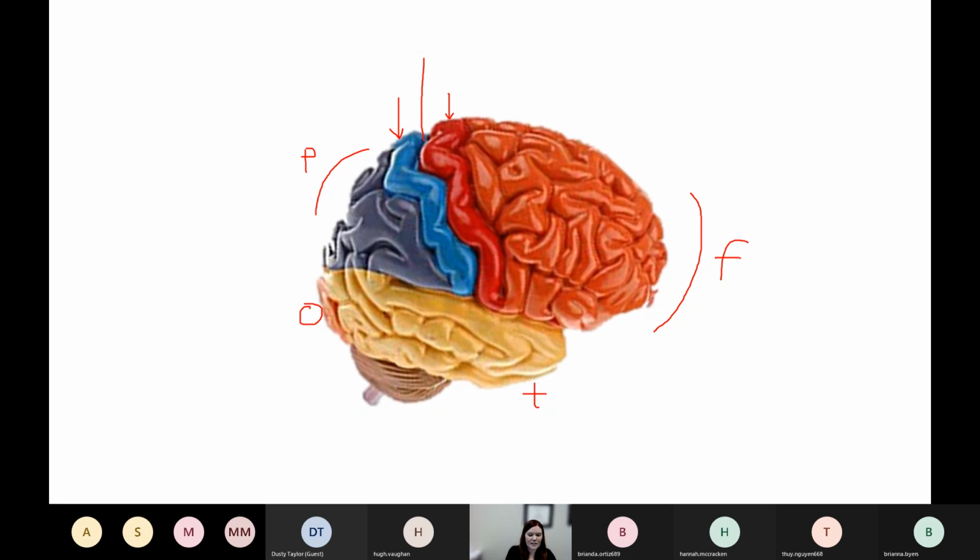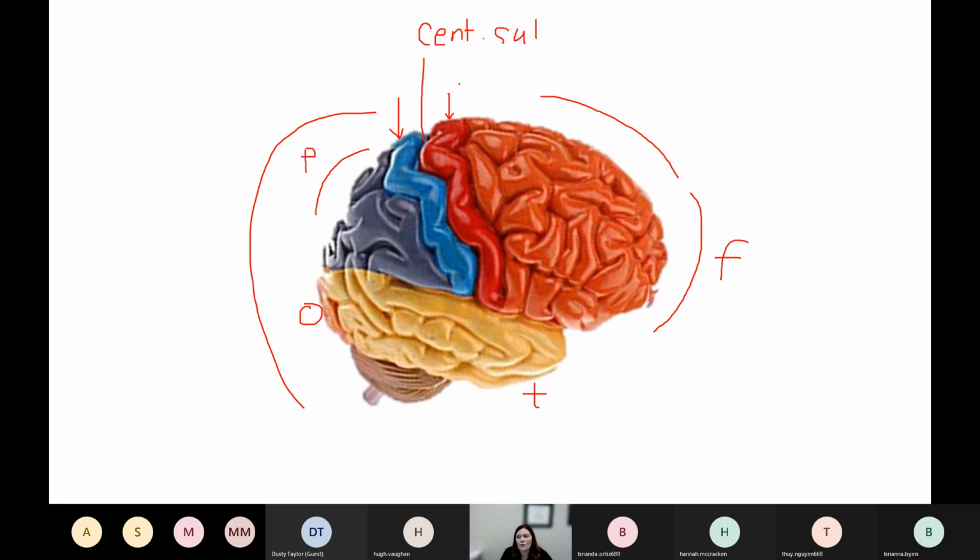So an indentation is called a sulcus. This indentation that we see here between the red bump and the blue bump is called the central sulcus, because it's in the middle of the brain. The central sulcus divides up the frontal lobe and the parietal lobe, but it also divides up the motor part of the brain, which is the frontal lobe, from the sensory parts of the brain, which is everything else. So the central sulcus divides up the brain functionally, as well as dividing up those lobes.